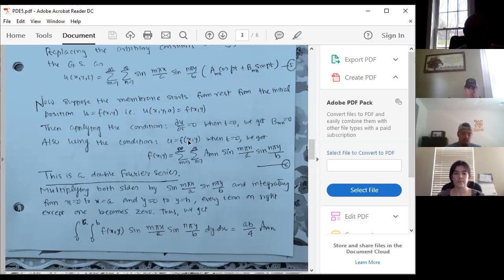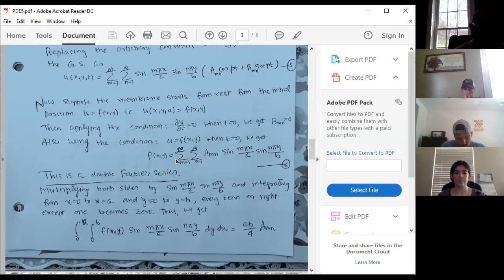Also using the condition u equals f of xy when t equals 0. So when t equals 0, this portion will be converted to your function f of xy. This is as it is, this one is as it is. And as I told you, at t equals 0, cosine 0 is 1, so AMN. So AMN, right?